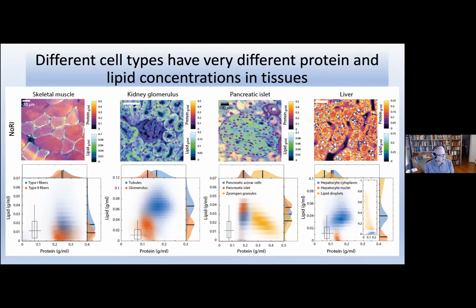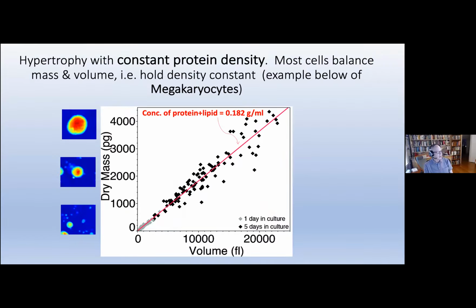And the total of proteins and lipids, and distinguish things like the composition of saturated, unsaturated lipids. Also, we've done nucleic acids as well. Now, very commonly, I should say, hypertrophy occurs with constant protein density. So protein density seems to be something that's actively maintained. Here we see cultured megakaryocytes that have increased dramatically in size without increasing their protein density. We measure the dry mass and volume are linearly related.